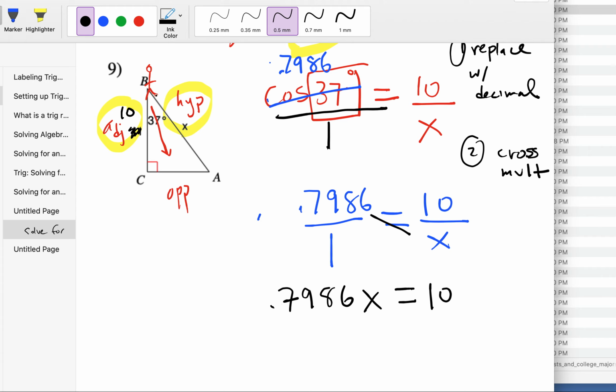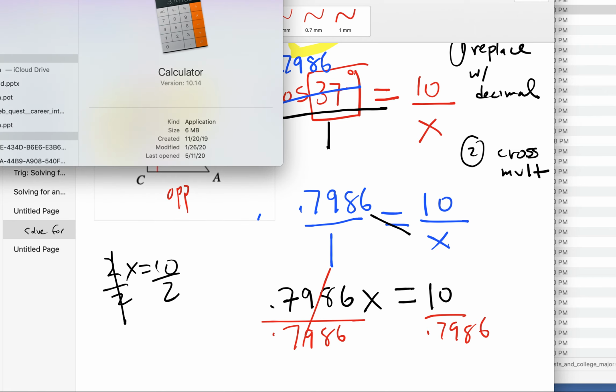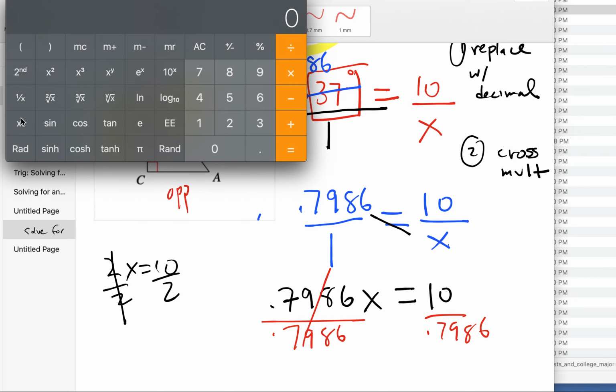You'll just use 11 because we changed it from 10 to 11. So just like we have 2x equals 10, we'll divide by 2 to get rid of it. We're going to divide by the decimal. Works with the same rule. And we'll just use a calculator. So it'll be bigger than 10 because dividing by a decimal makes a bigger number. 10 divided by 0.7986 is 12.5. So x is 12.5.